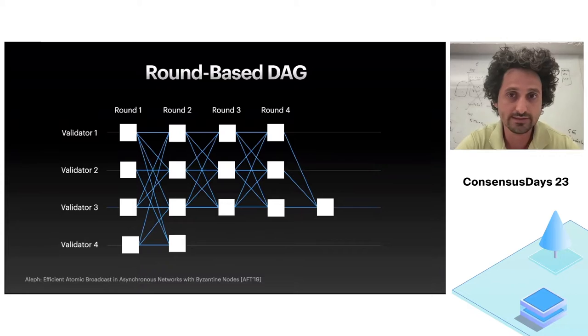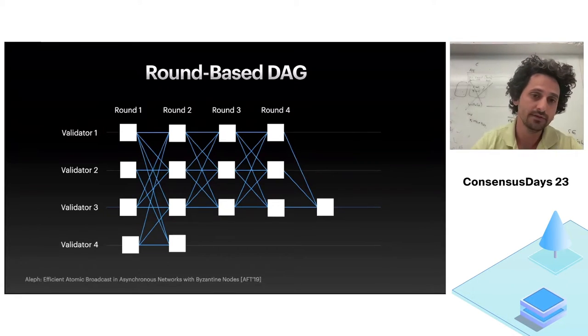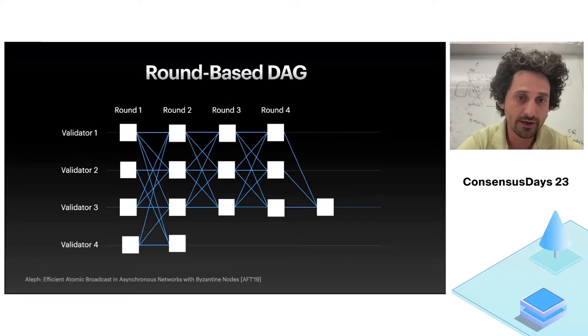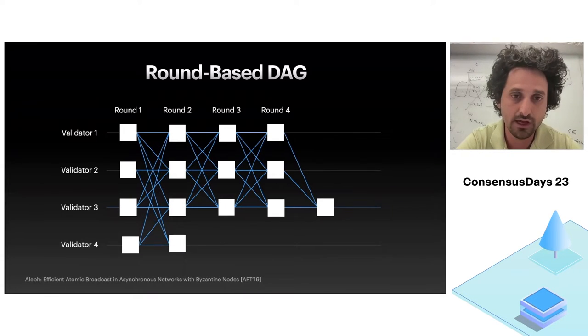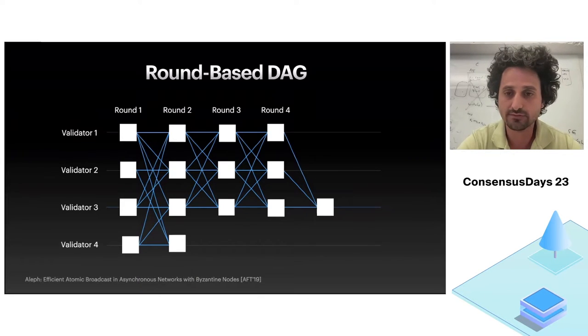So we have a round-based DAG. This is the DAG that is built by Narwhal. It was first introduced by Aleph. The idea here is we have this round-based structure, so we have at most n vertexes in each round. Each validator can contribute one vertex per round. And as I said, each vertex has information about transactions, but also has n minus f links to vertexes in the previous round. In order to move forward to the next round, I need to wait for n minus f vertexes in the current round. Then I create my new node, I add my new transactions there, I link to the n minus f vertexes from the previous round, and I move forward. And this is how it works.